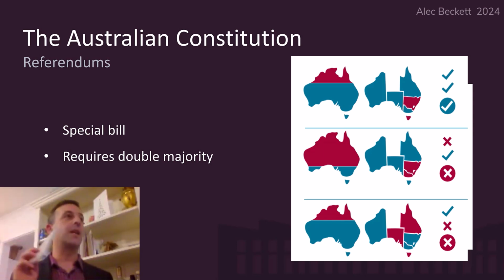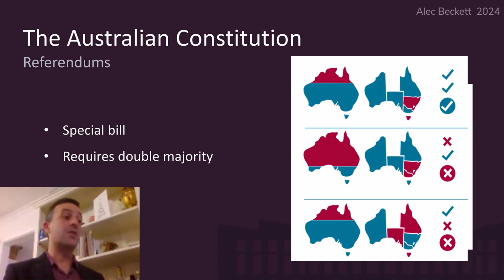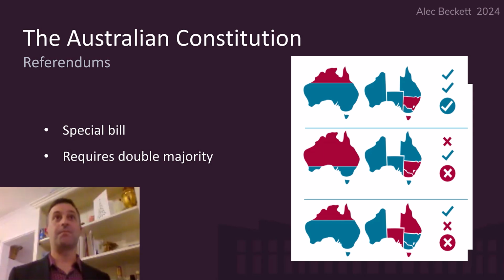A referendum is section 128. It's the last section in the Australian Constitution. It details how to change the Constitution. And that's quite a handy thing, because the drafters of the Constitution knew, well, Australia might change over time. So we want a mechanism to be able to do that and to change the Constitution. But because this is the rule book on how we set up Australia, it needs a special threshold. And that threshold is called a double majority.